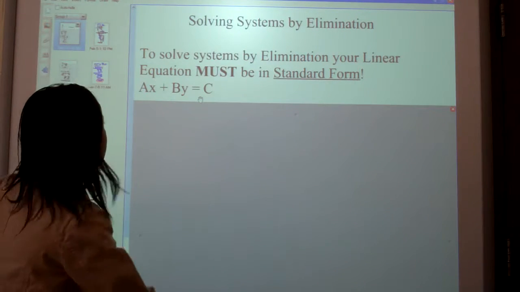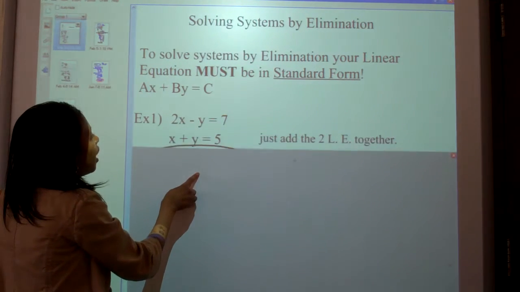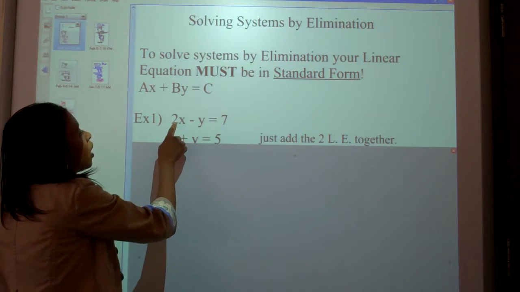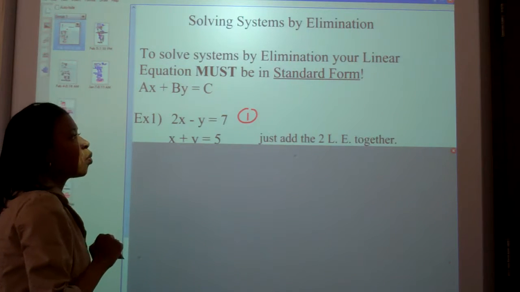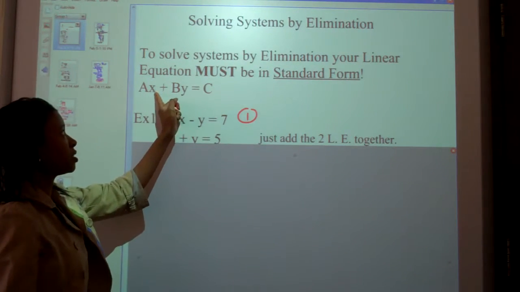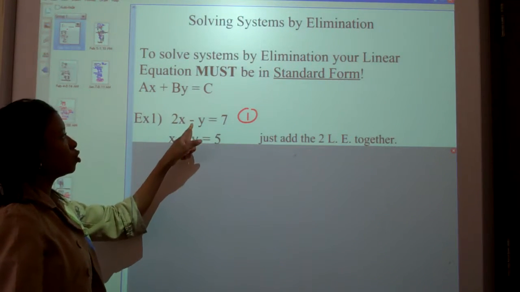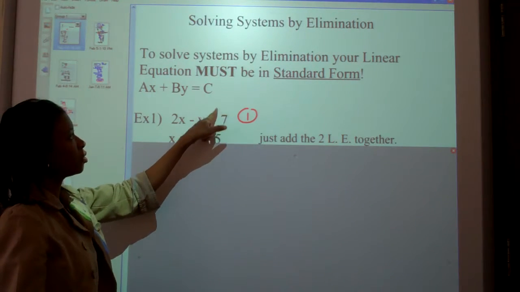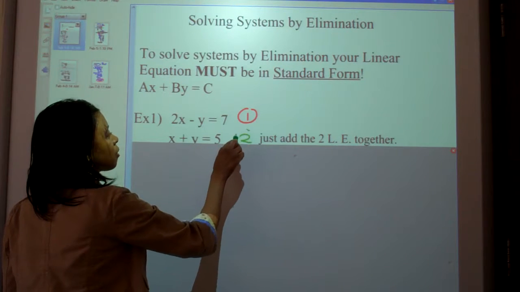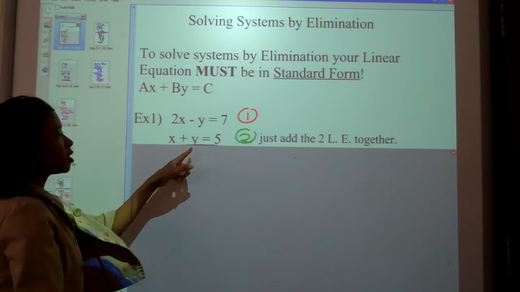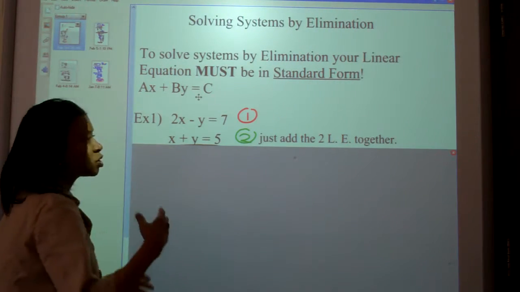Here's our first example. So we have equation 1, we have 2x minus y equals 7. It's already in standard form. A is your 2, your b is your -1, and your c is your 7. Equation number 2 is here. X plus y equals 5. This is so simple to do.